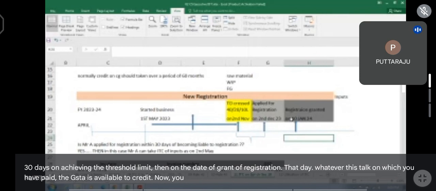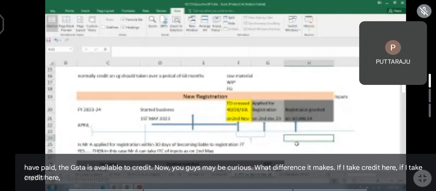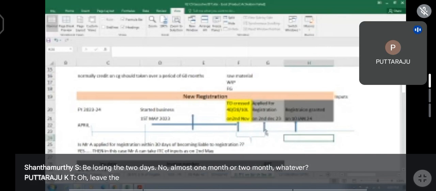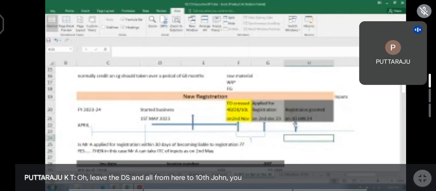Now you guys may be curious what difference it makes if I take credit here or here. Huge difference. Because you will be losing the days, no? Almost 1 month or 2 months. Leave the days and all. From here to 10th Jan, you would have made this sale also.